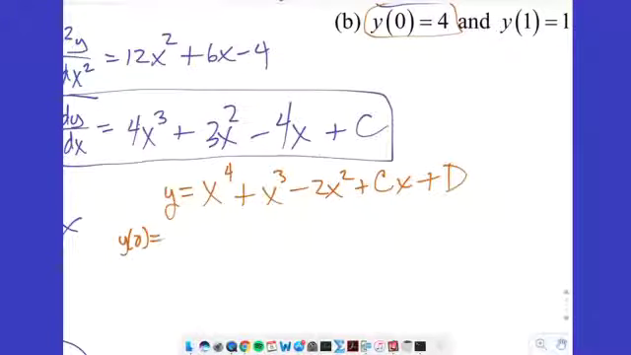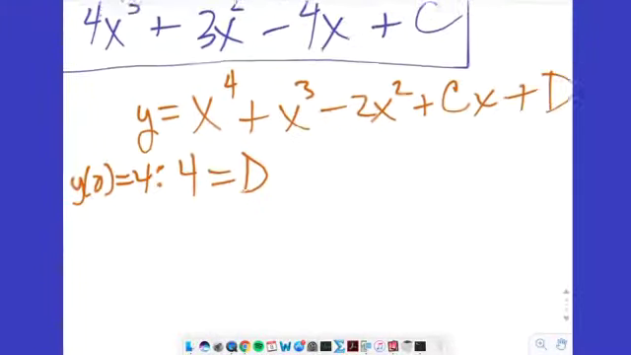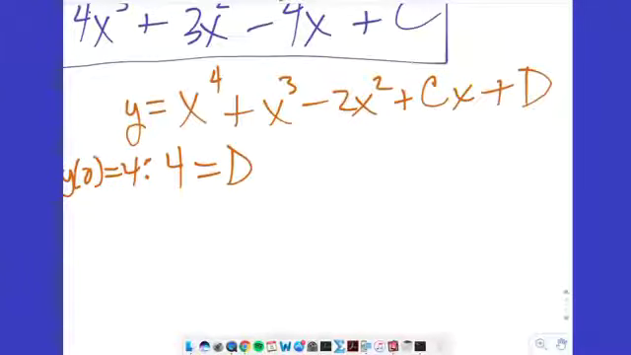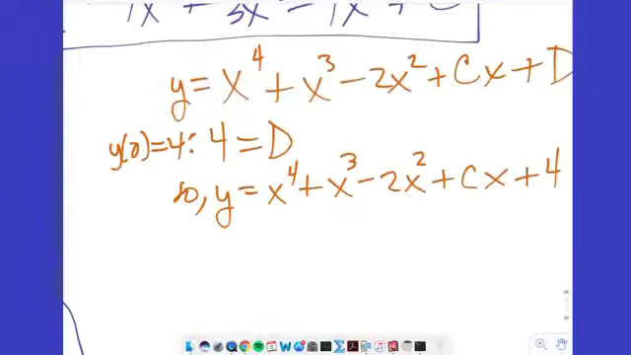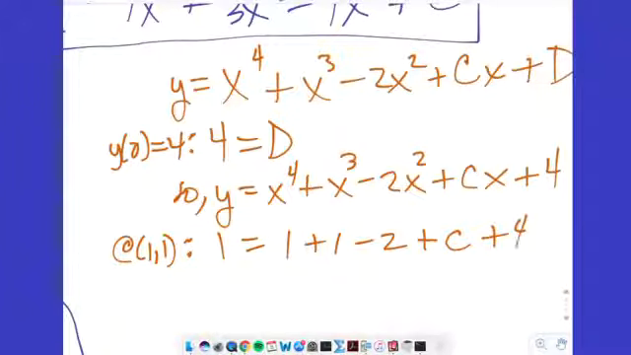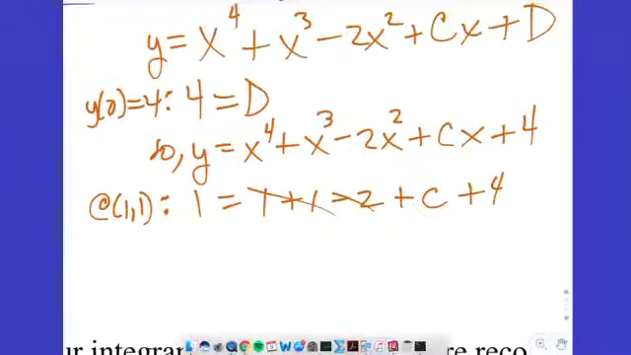So y of 0 equals 4. We get 4 equals 0 plus 0 minus 0 plus 0 plus d. So d is equal to 4. So we know now that y is equal to x to the 4th plus x cubed minus 2x squared plus cx plus 4. And now we'll use the other ordered pair at (1, 1). At (1, 1), you get 1 equals 1 plus 1 minus 2 plus c plus 4. And you end up with those canceling. You end up with negative 3 equals c.